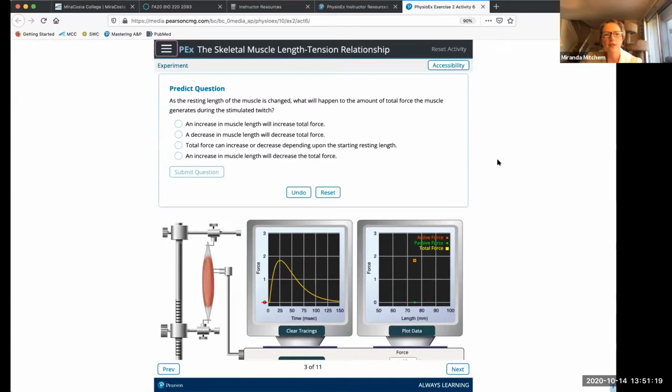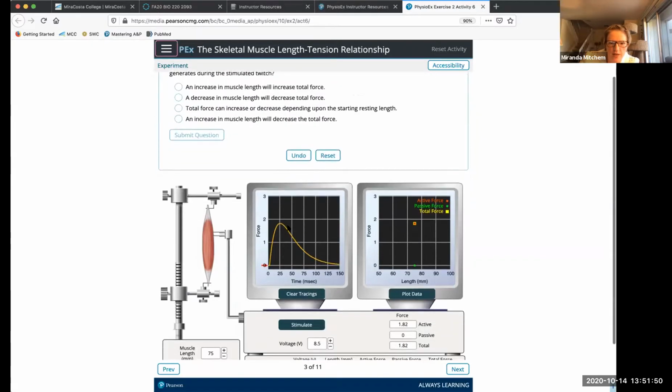Okay, as the resting length of the muscle is changed, what will happen to the amount of total force the muscle generates during the stimulated twitch as the resting length of the muscle is changed? So that again is an increase in the time. That should, but this is resting length. We're not holding a contraction. What did we see it do?